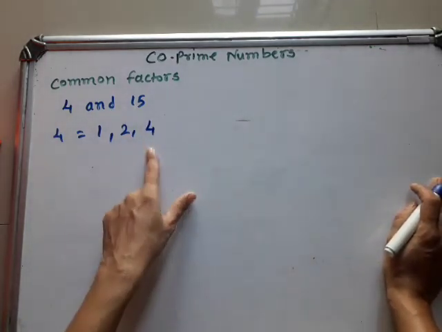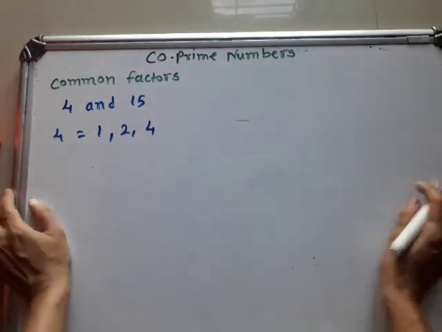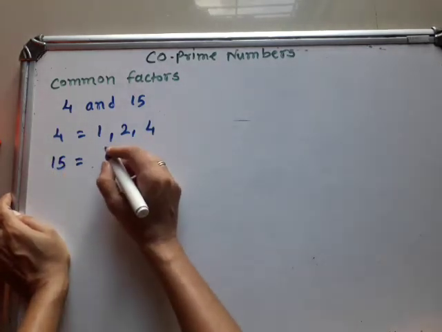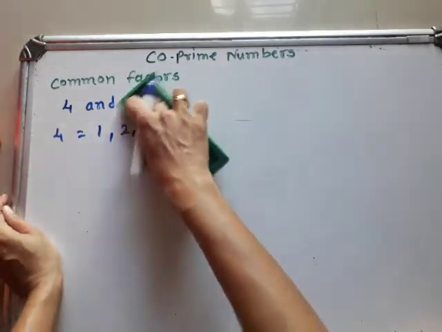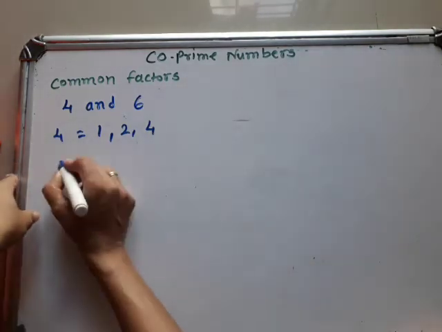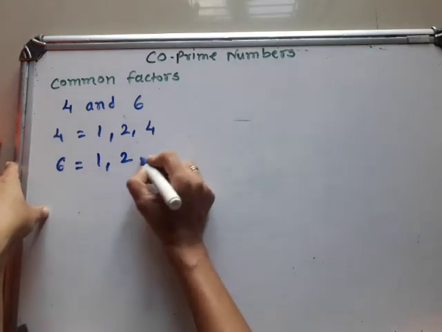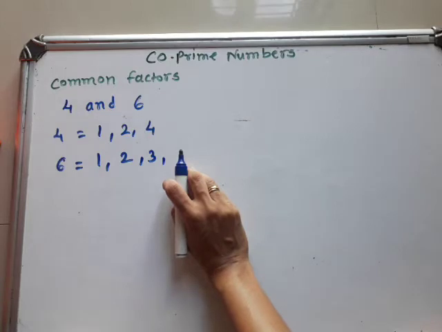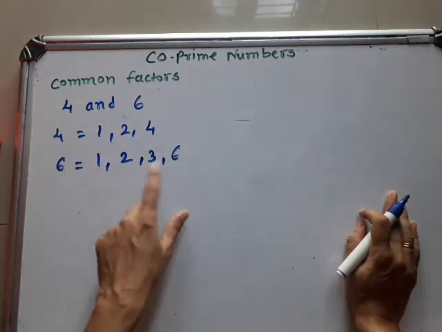The number itself is the greatest factor. So 4 is the greatest factor of 4. Now instead of 15 we take 6. What are the factors of 6? 1, 2 threes are 6, then 3 twos are 6, 4 is not a factor of 6, 5 again not a factor of 6, 6 ones are 6. So here we get the factors 1, 2, 3, 6.